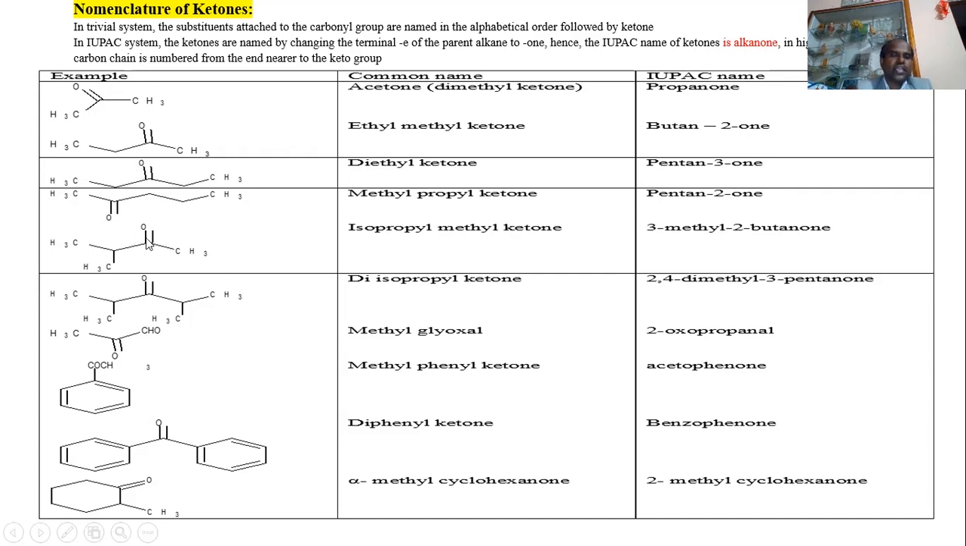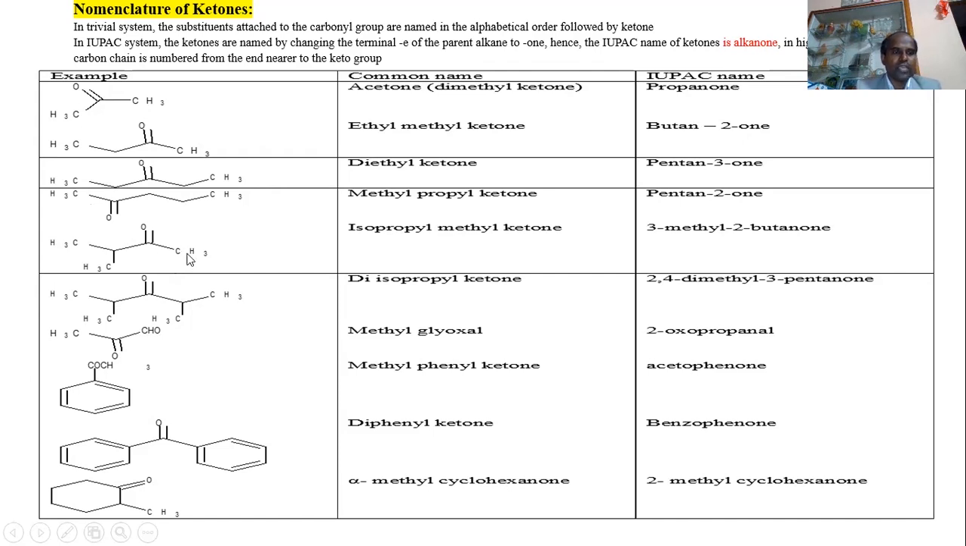And when you are assigning an IUPAC name, we have to number from this side because the ketone takes the least number. So 1, 2, 3, 4, 5. There are 5 carbon atoms, so pentan-2-one is the IUPAC name of this structural formula. Let's take one more example.